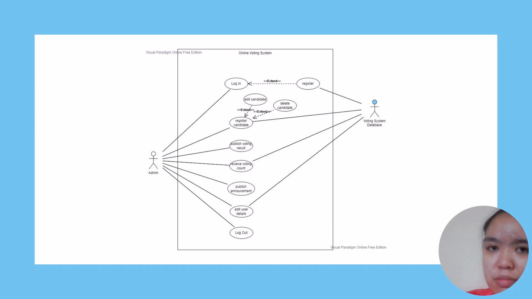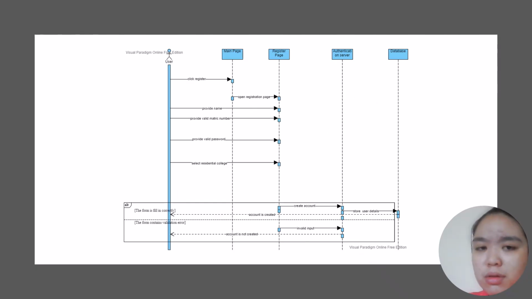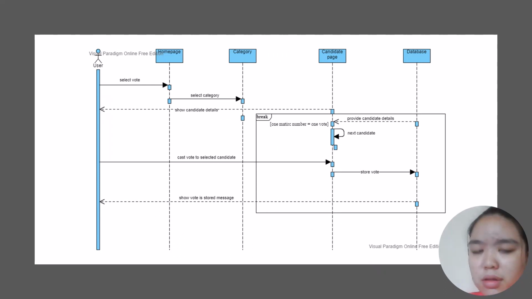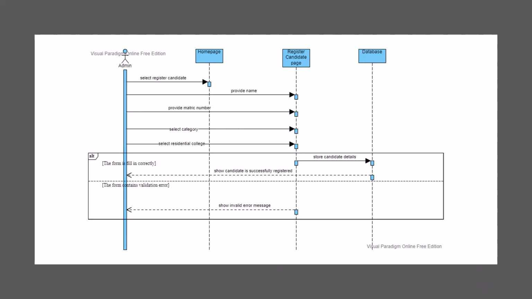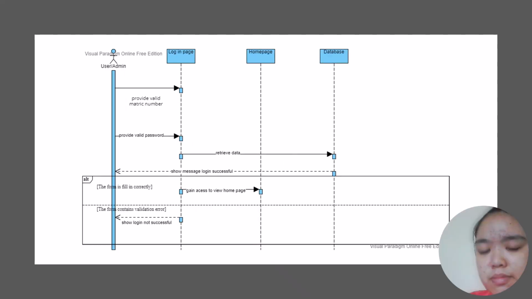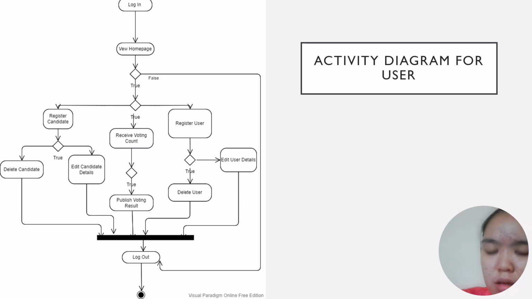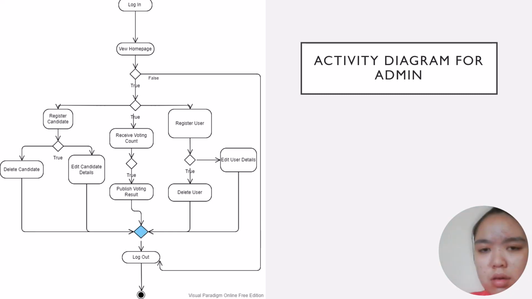This is the user sequence diagram for register, and this is the sequence diagram for user in the voting part of the system. This is the sequence diagram for login for admin and user. This is the activity diagram for user. And this is the activity diagram for admin.